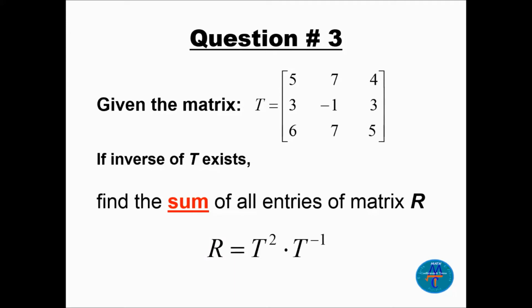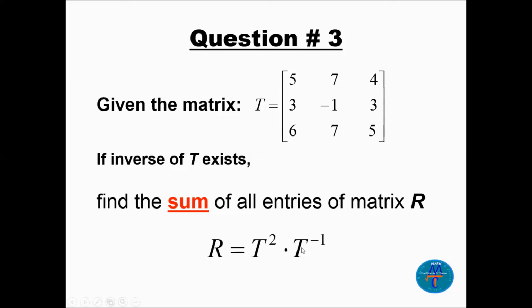Find the sum of all entries, meaning the elements, of matrix R. What is matrix R? R is T squared times T inverse. Oh boy, it looks very long. What is T squared? Well, T squared, you multiply T times T. You cannot square each number. That will be completely wrong. T squared, these are matrices. You multiply T times T. Okay, so you get another 3 by 3 matrix.